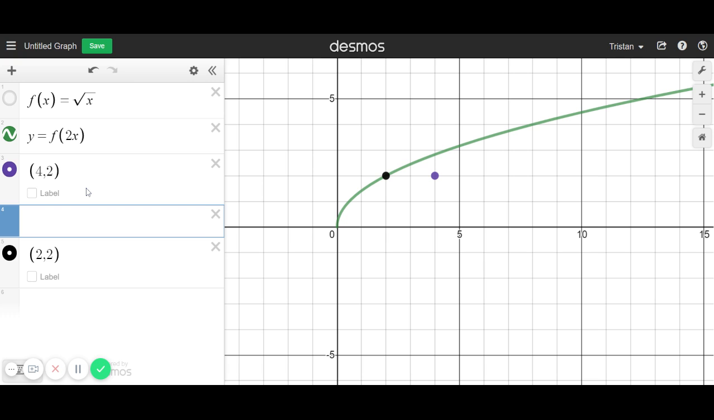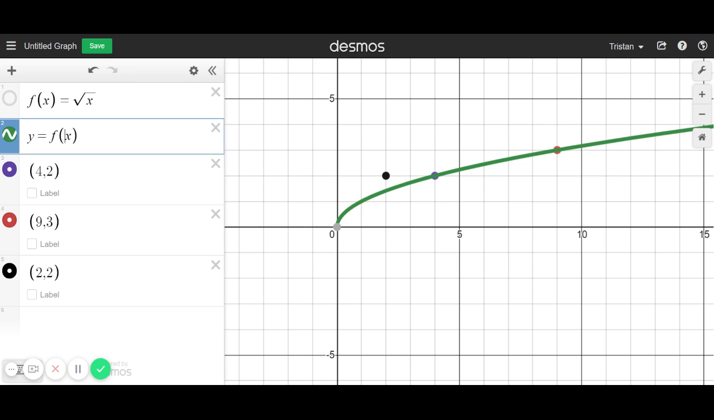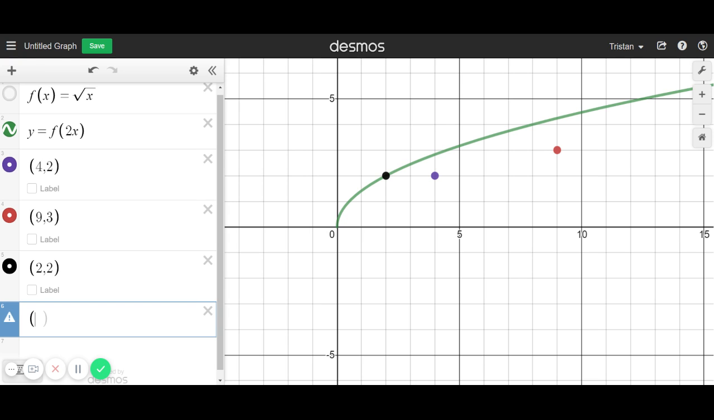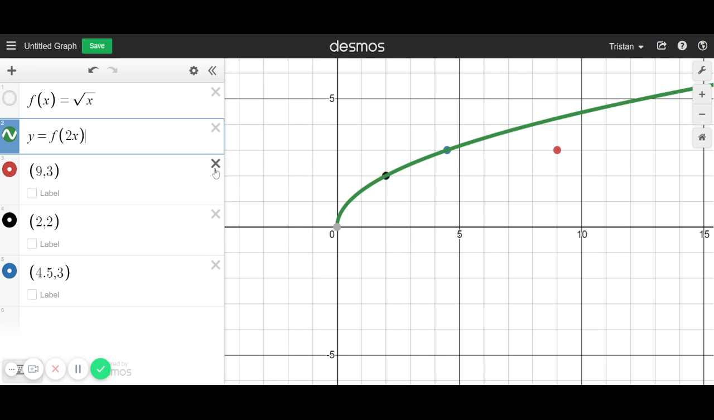My original graph had the point like 9, 3. Square root of 9 is 3. Let's check out the original graph. There it is. All right. If you multiply by 2, instead of 9, 3, we're going to have the point 9 divided by 2, 4.5, 3. There it is. That point is on the graph. So we see really what's happening is everything is getting cut in half in the horizontal direction. Okay. So that's what happens if you multiply by 2.